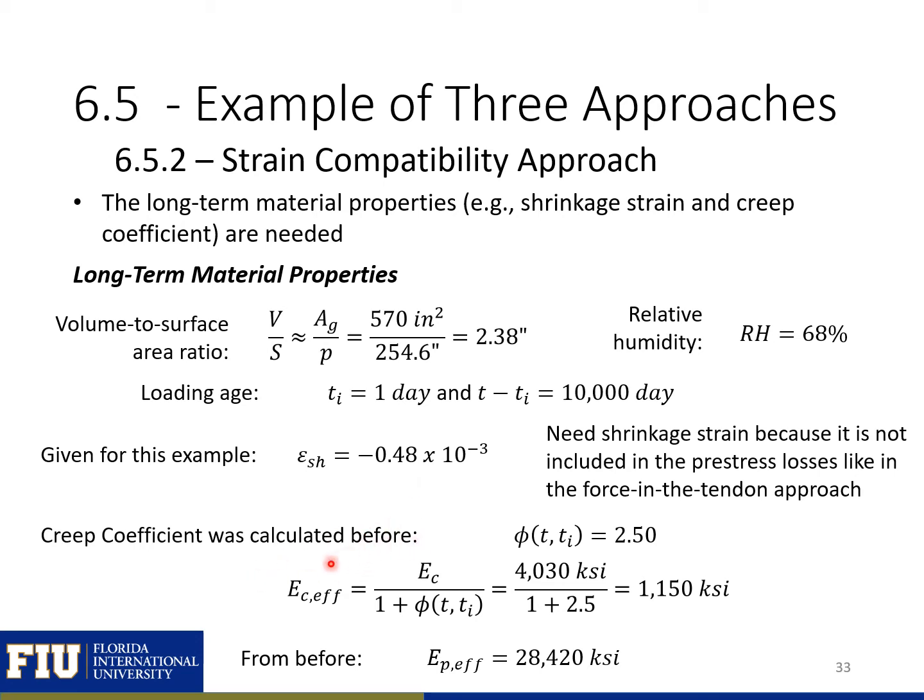And then we can use our creep coefficient to calculate our effective modulus here, just by taking our modulus divided by 1 plus our creep coefficient. The effective modulus for our pre-stressing strand takes into account strand relaxation, and this is given in this problem. So it's given as 28,420 KSI.